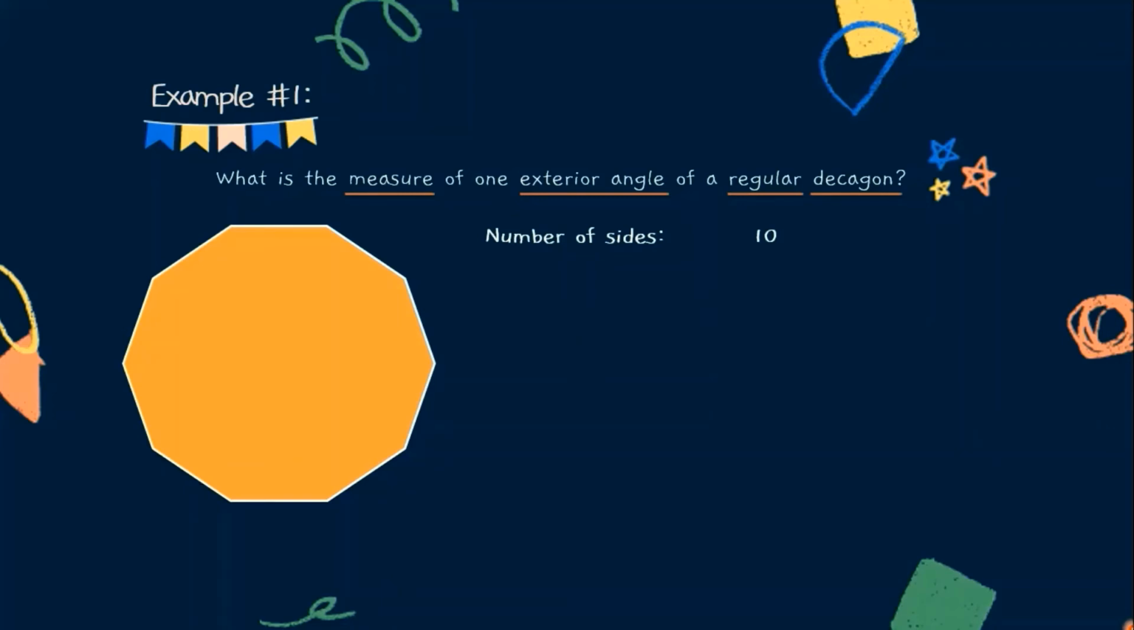It has 10 sides. 1, 2, 3, 4, 5, 6, 7, 8, 9, 10. If a decagon has 10 sides, therefore, its linear pair is also 10, and the sum of its exterior angles is equal to 360 degrees. This is a constant, 360 degrees. Lahat ng polygon, regardless of the number of sides, laging 360 degrees ang kanyang sum of exterior angles.